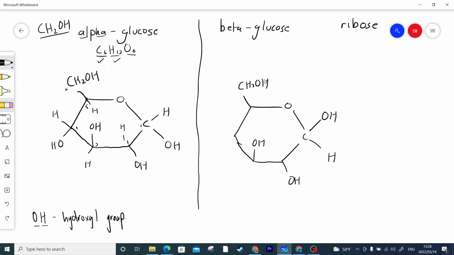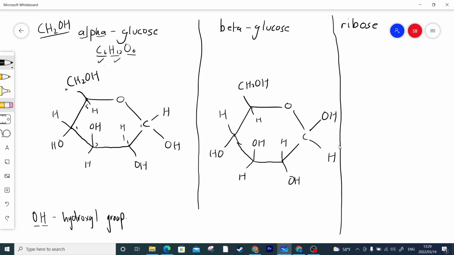So that CH2OH group over there, you've got a hydrogen over there, you've got a hydroxyl group coming off here. Of course, we've got a hydrogen there. I'm going to include my hydrogens in this diagram. Hydrogen over there, and I think we've got ourselves a complete beta glucose molecule. You need to know how to draw this. You also need to know how to recognize it.